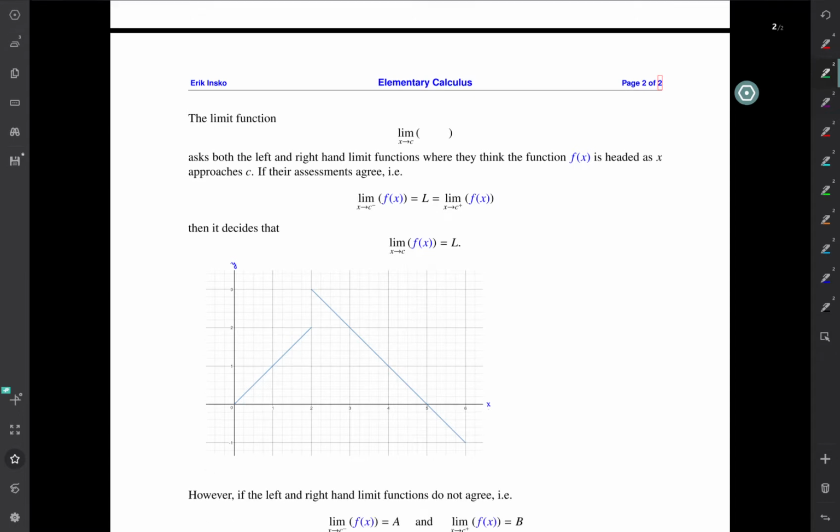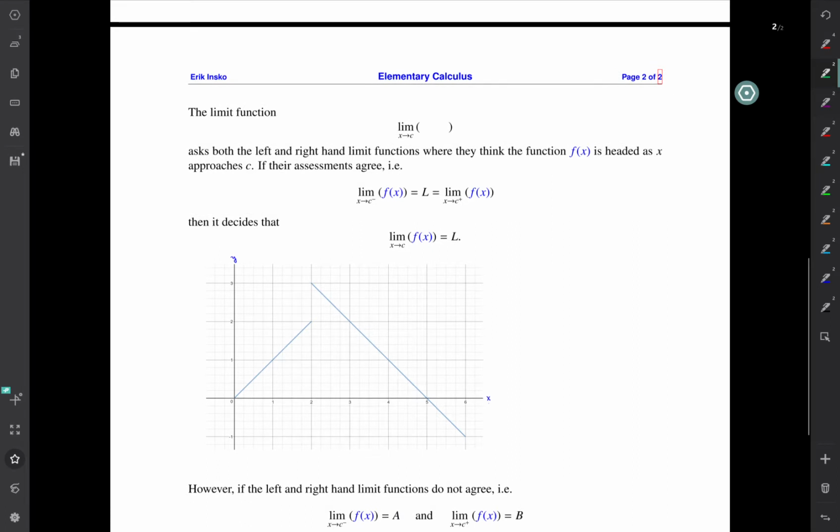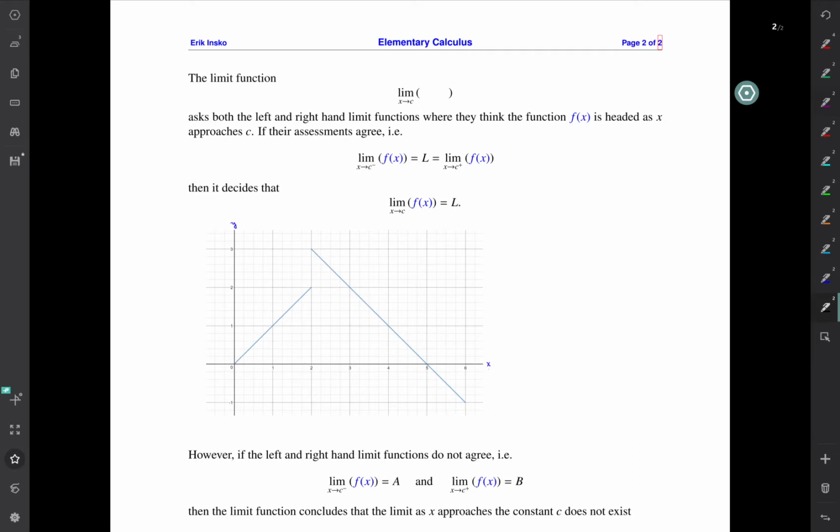Okay, now this video is going to focus on the definition of the limit function. Before, we looked at the left and right hand limit functions, and the limit function kind of combines those two. What it does is it basically asks the left hand limit and the right hand limit where they think a particular function is going as x approaches c, and if they agree, then it's going to say, okay, that must be the limit. But if they don't agree, then it'll say that the limit doesn't exist.